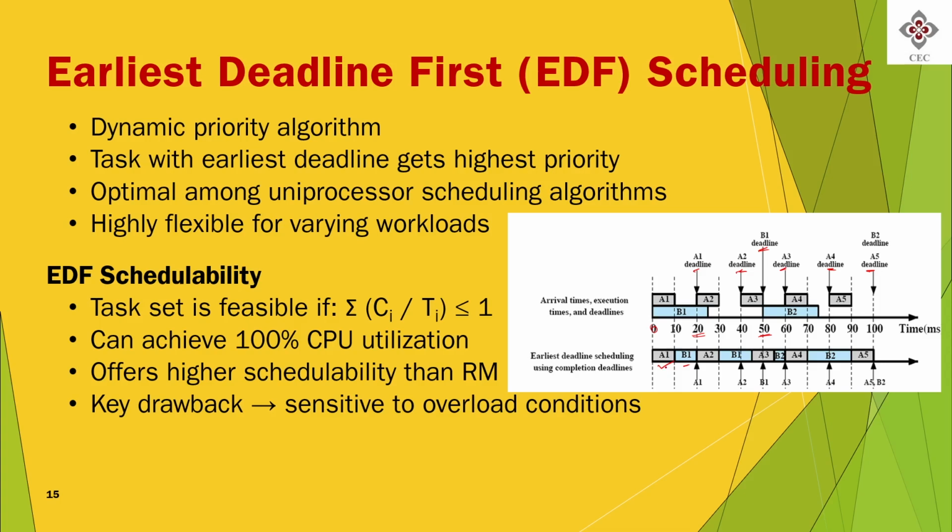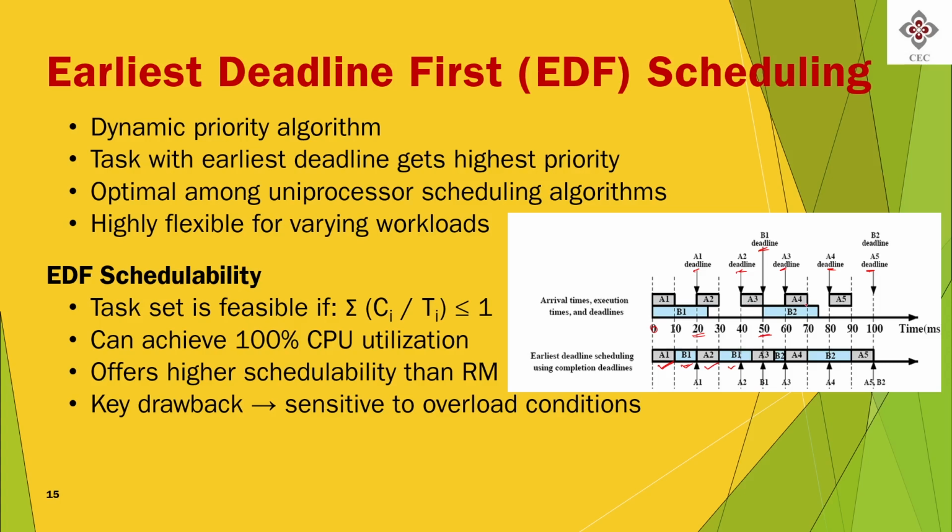After this, A1's deadline is met and we have the second period, where the A1 deadline is 20, but after that A2 arrives. When A2 arrives, what is the deadline of A2? A2 is 40. When you compare A2 and B1, the A2 deadline comes earlier than B1 because the B1 deadline is 50, whereas the A2 deadline is 40. So, A2 gets higher priority than B1. So, we give the slot to A2, and next only we give it to B1.